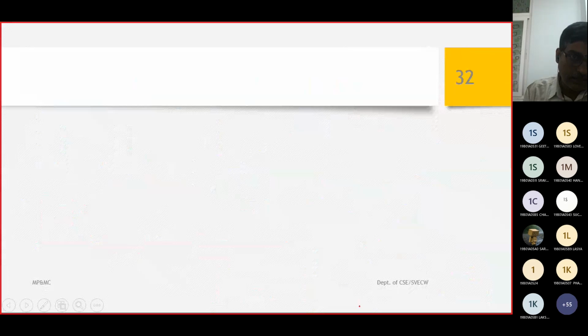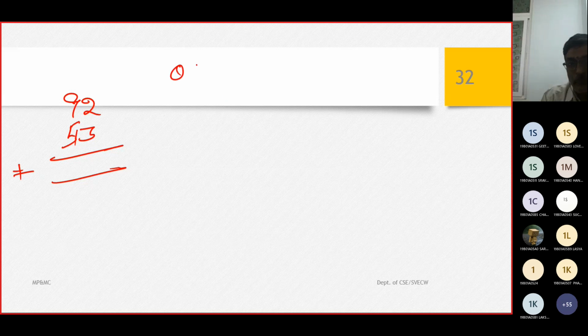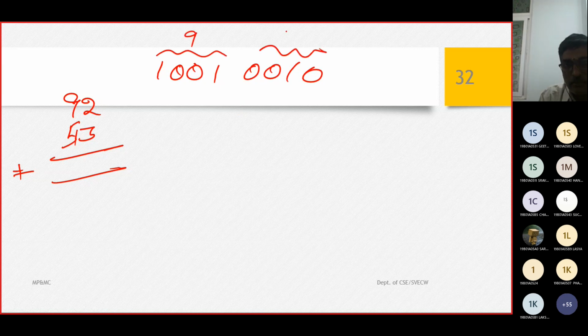Now let us take another example. I have 53, then I have 92, then I need to add them. If such is the case, I will write 9 as 1001, 2 as 0010, 9, 2. Then I am going to write 5 here, and then I write my 3 here.